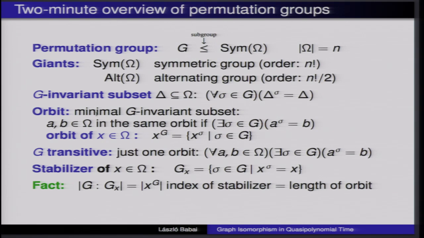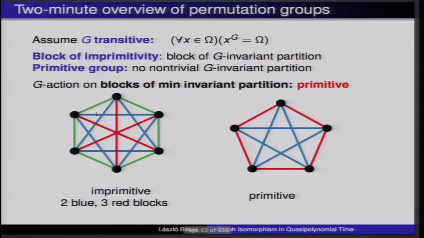A group is called transitive if there is just one orbit, okay? So every pair of elements is equivalent under the group action. And once again, the stabilizer of an element is just all the elements of the permutation group that fix that element. And an easy counting fact, a little homework if you haven't seen it before, is that the index of the stabilizer is equal to the length of the orbit. The length of the orbit is the size of the orbit, so how many elements it has.